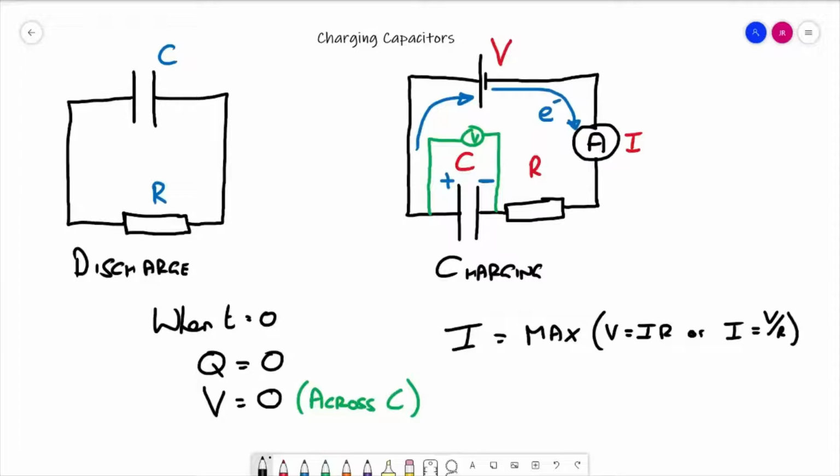But the whole point is that current is going to start off when t equals 0, when we initially connect this circuit together, or if we put a switch in there, when we initially close the switch, that current will be at its maximum value, and we can just calculate it by using V equals IR, where this V that we're calculating here is going to be the potential difference of the source.